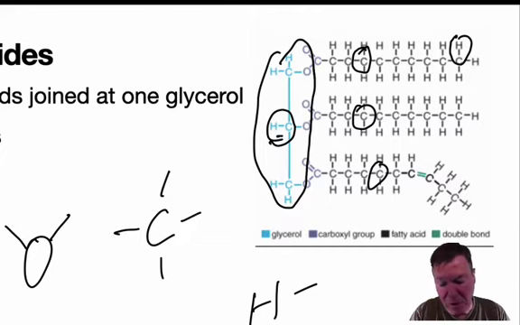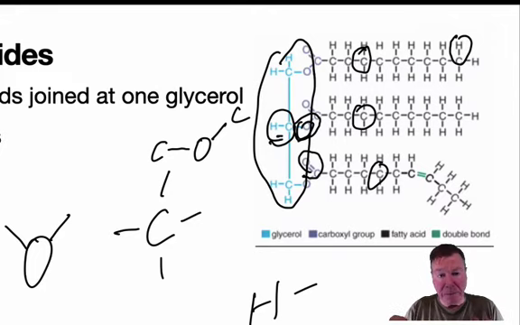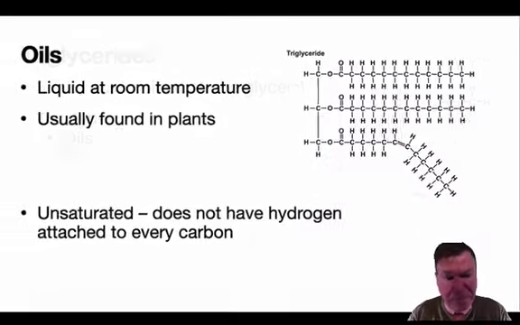And you can see, if I hadn't covered everything up here, 2 there, and there's 2 here. It really looks like there's an oxygen that goes to the carbon, and this one goes to the carbon over there. But it's 3 fatty acids joined to 1 glycerol. There are 2 types of triglycerides, oils and fats.